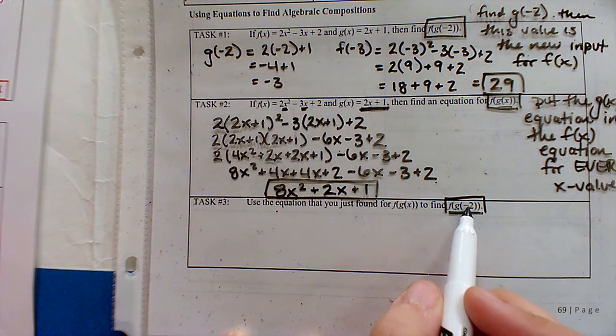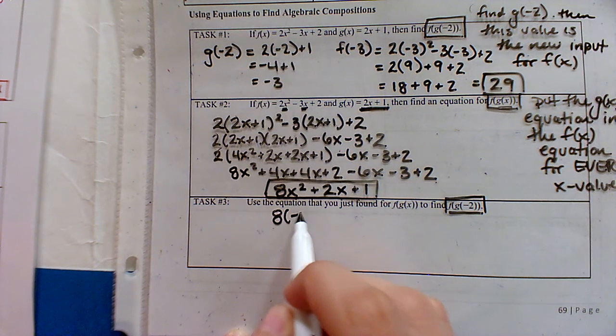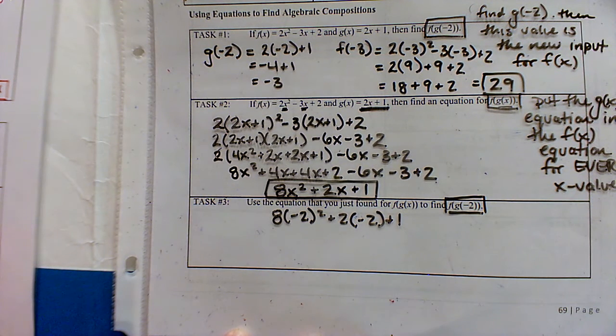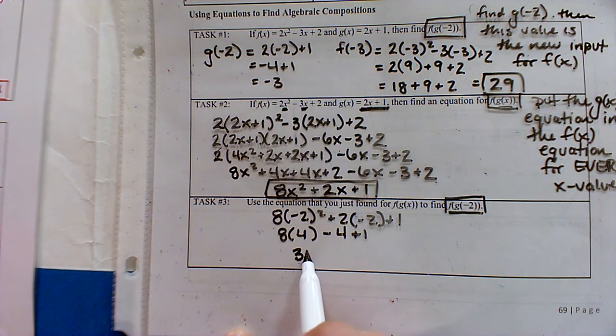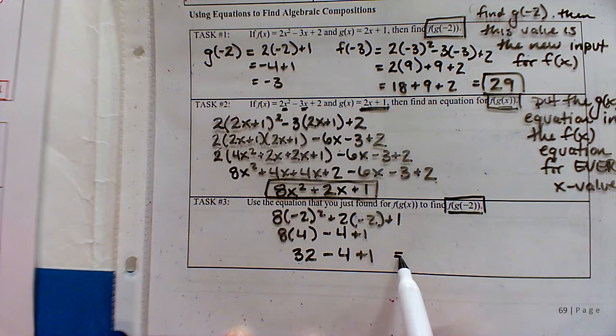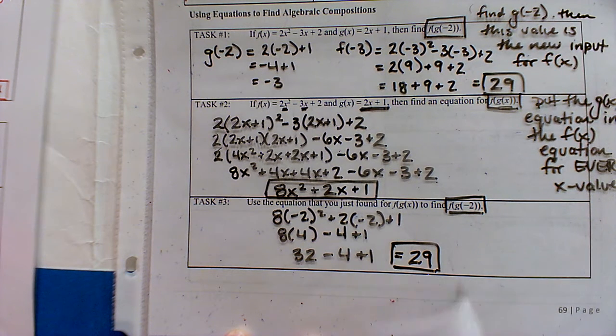If we were to plug in negative 2 into the equation we just found, let's see what happens. Negative 2 squared, we got 4. 2 times negative 2 is negative 4. We got 32 minus 4 plus 1. Looks like we're left with 29. Coincidence? I think not.